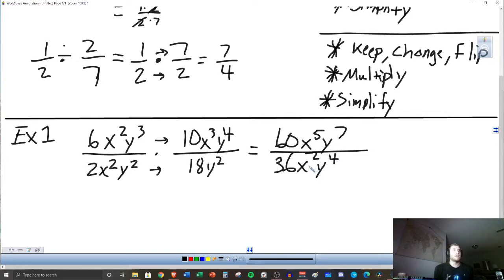Again, we're just multiplying those same variables together, and the powers get added together, okay? So now we want to simplify this. That's the last step. So multiply straight across, then simplify.